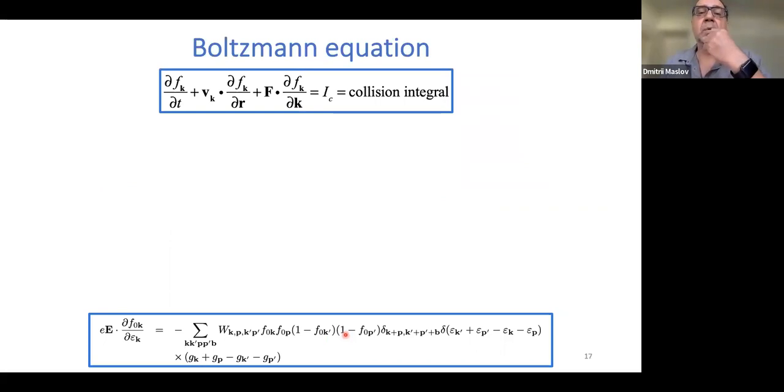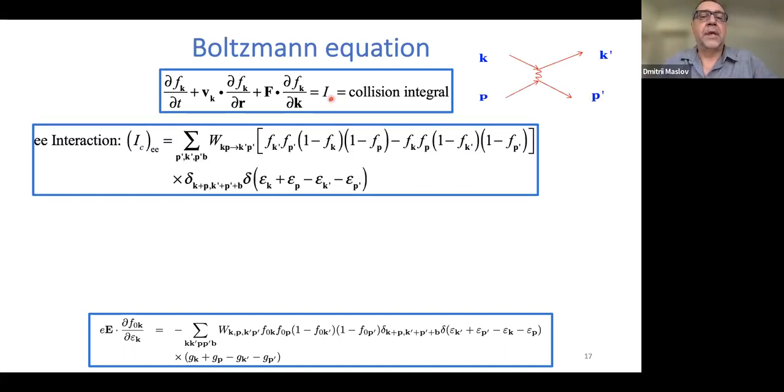So to see why we need umklapps, I will need to briefly introduce the Boltzmann equation, because that's one way to see it. There are other ways. The Boltzmann equation is basically a Liouville equation for a distribution function under the action of a classical force, and the effects of scattering of electrons from each other, from phonons, separators, et cetera, are parameterized by what is known as a collision integral.